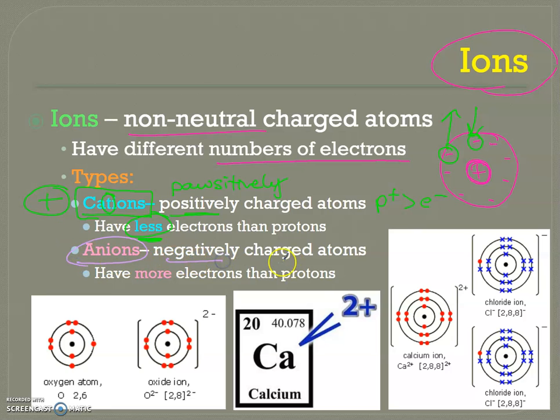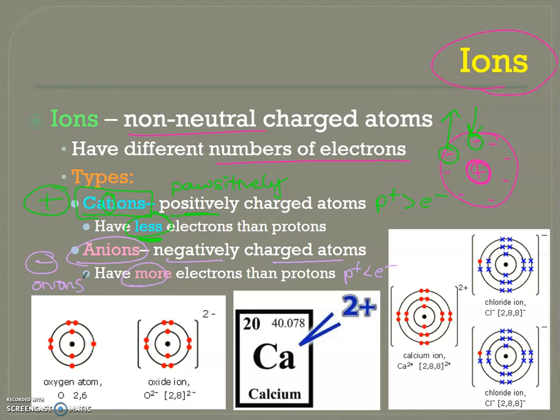Anions are the negatively charged atoms. They have more electrons than protons, so they have gained some electrons. Okay, anions kind of look like the word onions, and onions are going to be like, bleh, make you cry.